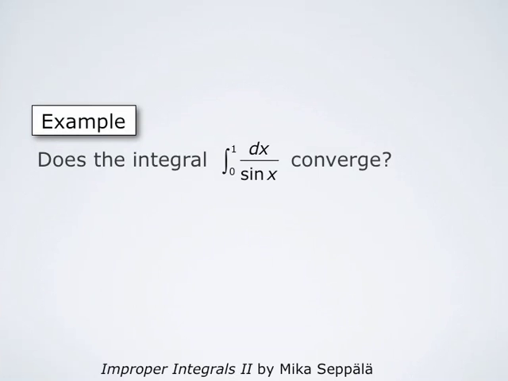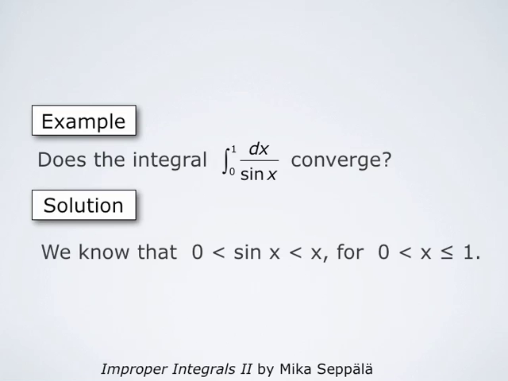As an example of the use of the comparison theorem, let us consider the question, does the integral from 0 to 1 dx divided by sine of x converge? This is most conveniently solved by observing that when x is between 0 and 1, then sine of x is between 0 and x. If x equals 0, then sine of x is 0 and also x is 0. Then we have equality here, but if x is between 0 and 1, sine of x is positive and less than x.